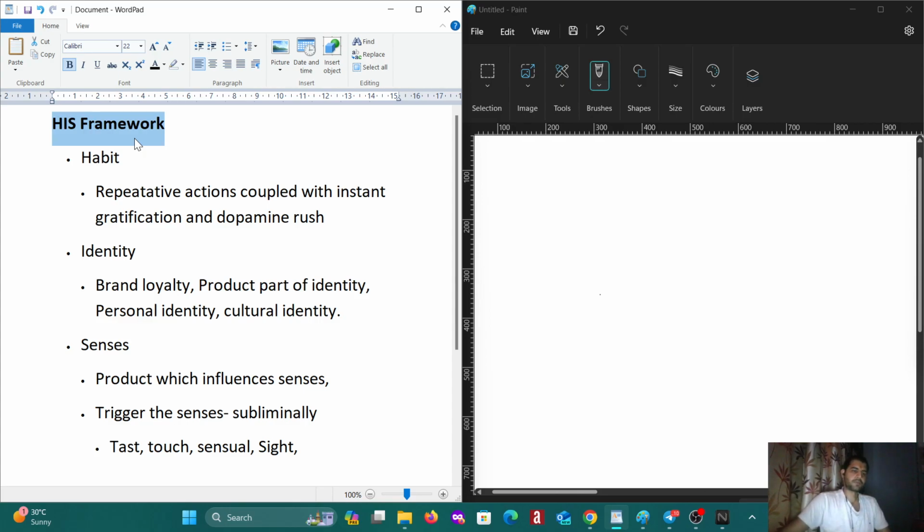Now, HIS stands for habit, identity, senses. The combination of these three creates a framework, and upon this framework, you can build various other frameworks with as much complexity as possible, which provides you a greater in-depth analysis as well.